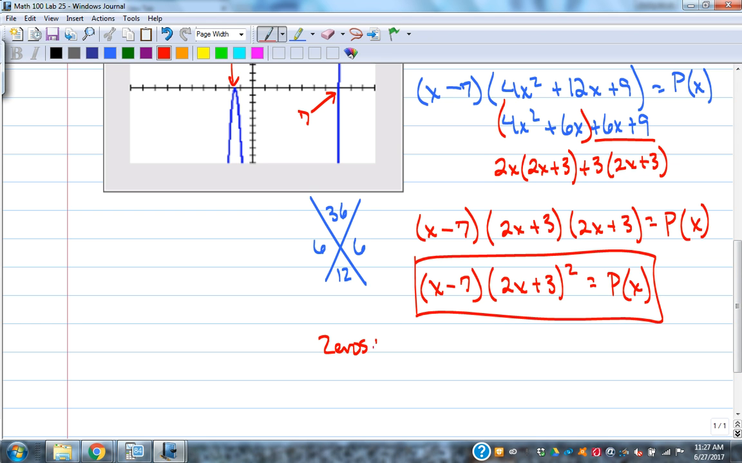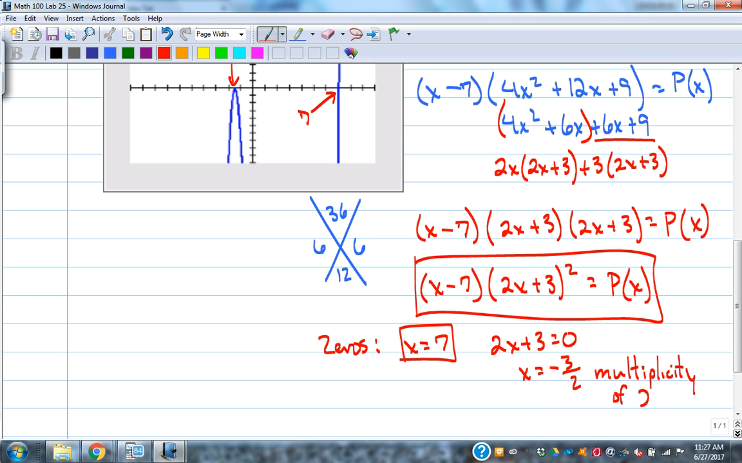The zeros you're going to get: x equals 7, which is the one we got from synthetic division. And then if we set 2x plus 3 equal to 0, we get x equals negative 3 over 2, and that is between negative 1 and negative 2. But this one has a multiplicity of 2 because of the squared in the factored form. That multiplicity of 2 and that squared go together. And that would be the basis for lab number 25 in Math 100.